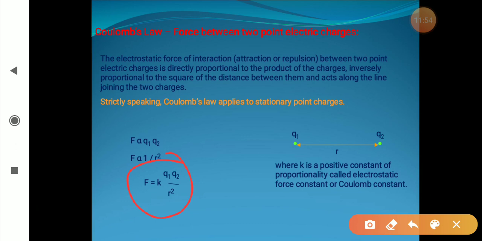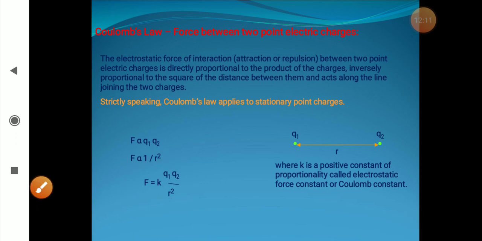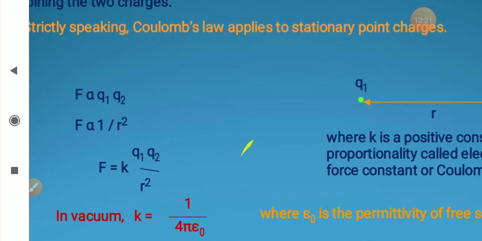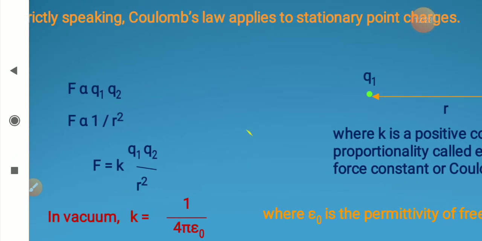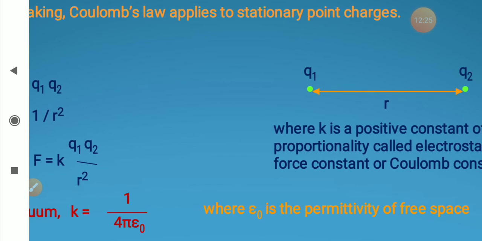F is equal to K Q1 Q2 upon R square, and this K is a constant of proportionality. Now for direction of this force, the force is always directed along the line joining the two charges. Now what is this constant K? This constant K is equal to 1 upon 4 pi epsilon naught, where this epsilon naught is the permittivity of free space.